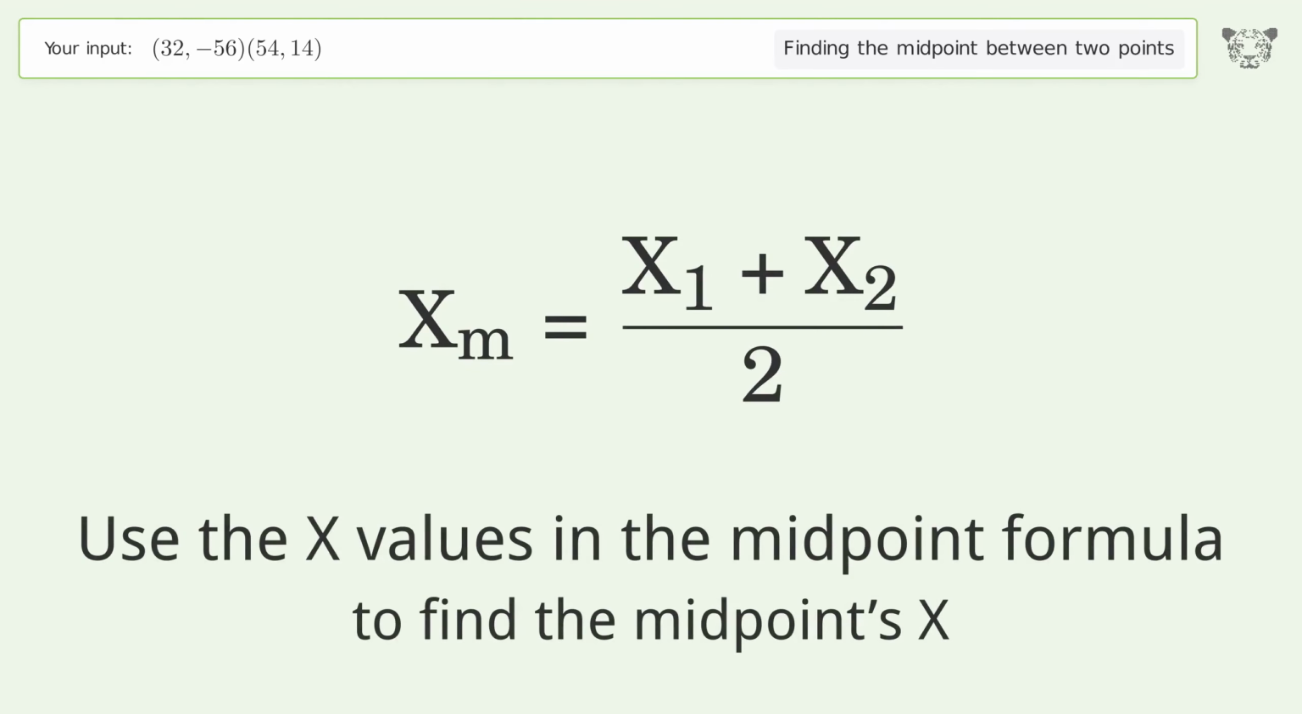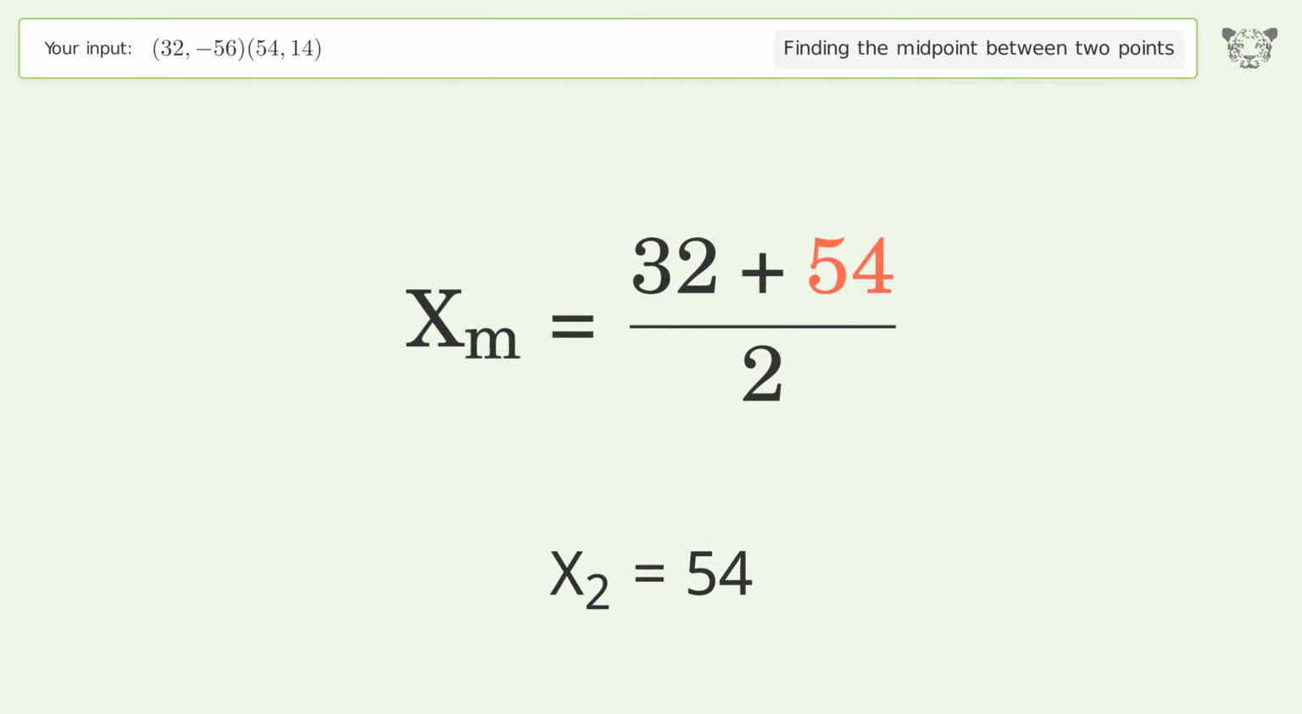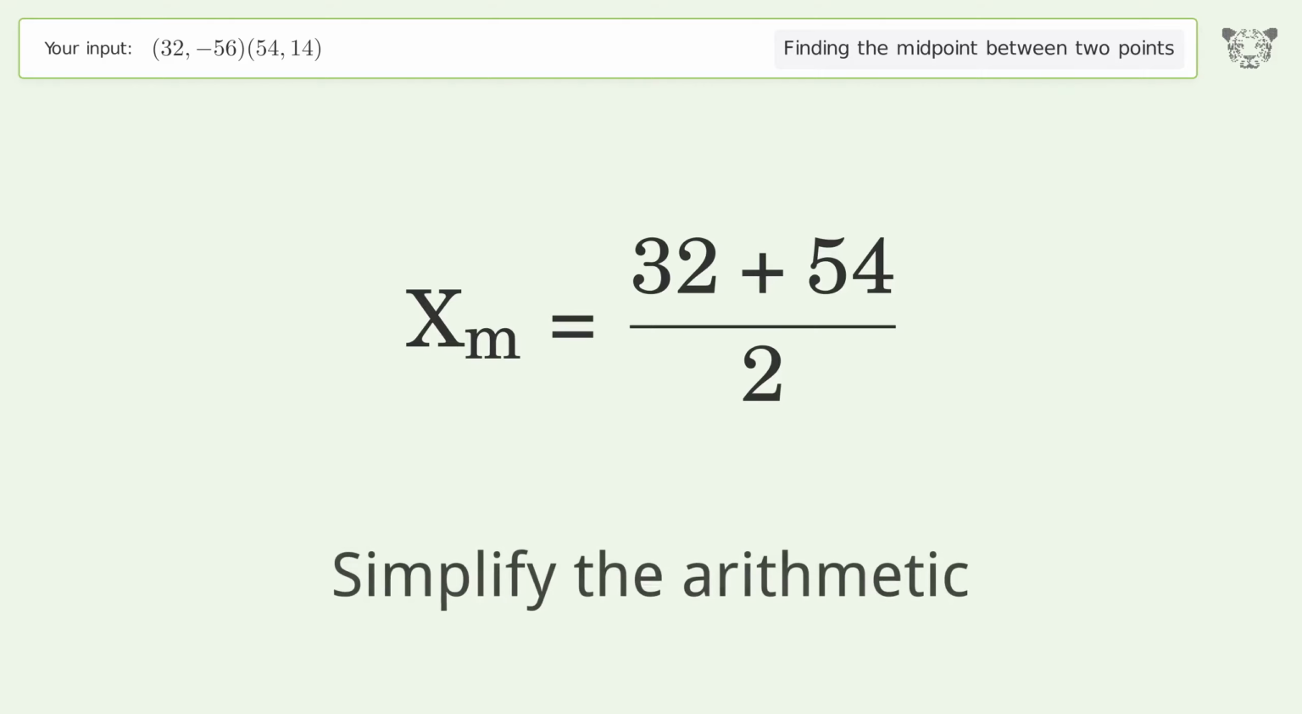Use the x values in the midpoint formula to find the midpoint's x. x1 equals 32. x2 equals 54. Simplify the arithmetic.